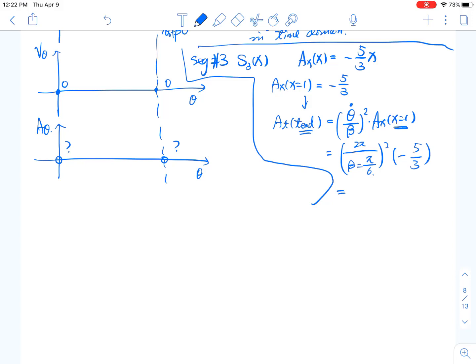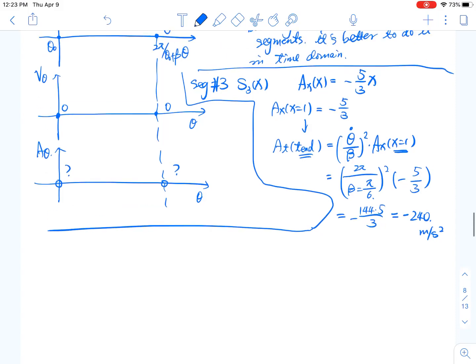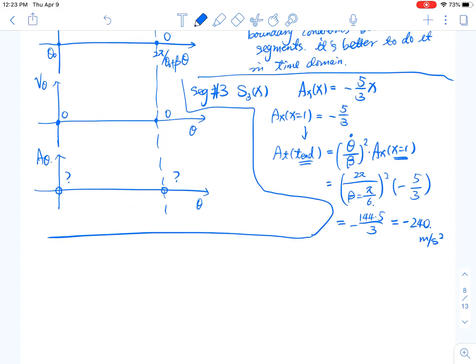It should be 144 times 5 over 3 minus. So that's going to give you what value? This is going to give you minus 240. Remember, the unit right now is in time domain, so that's meters per square second. Once we know the ending point of segment number 3 in acceleration, then we know that this acceleration here should be minus 240 meters per square second.